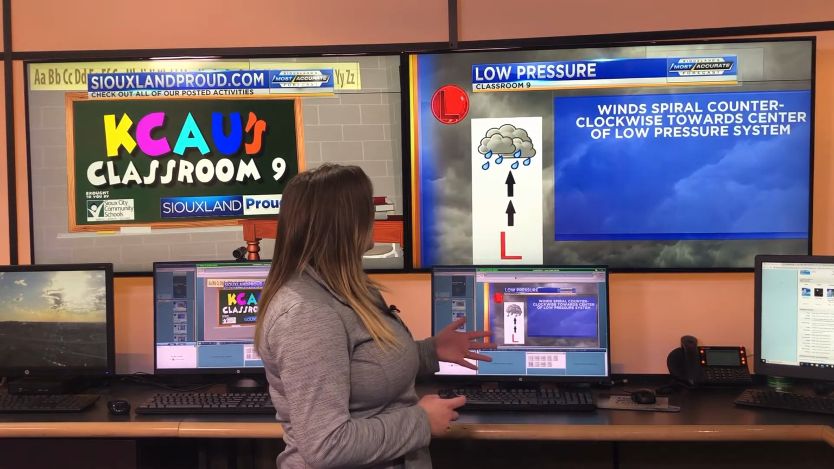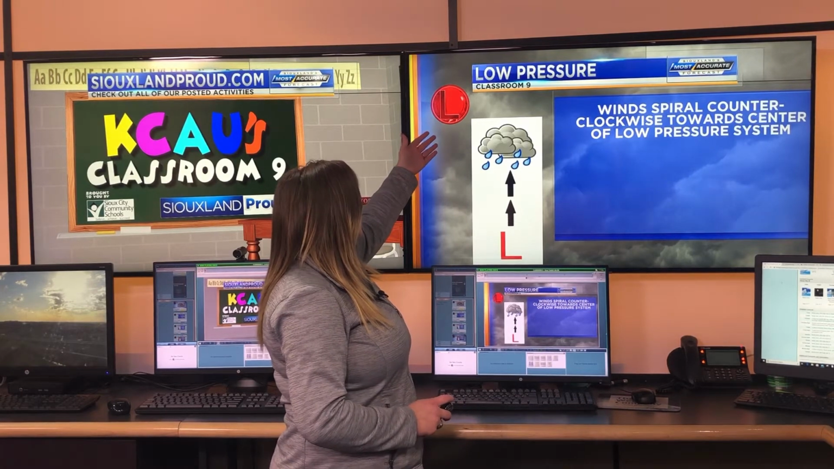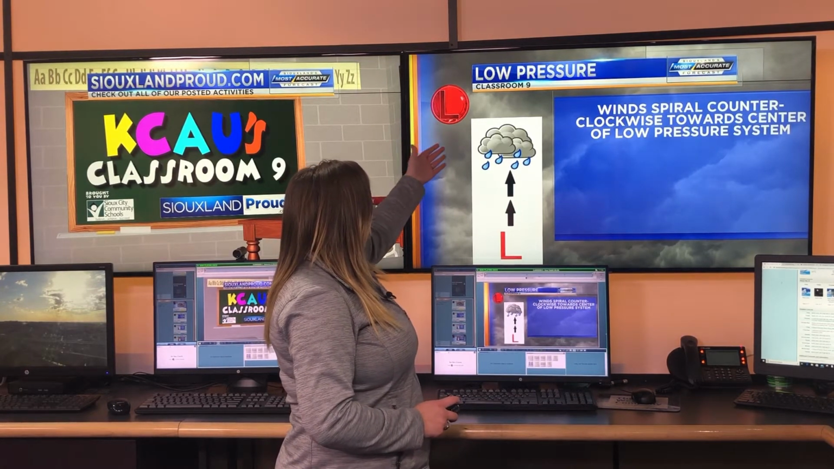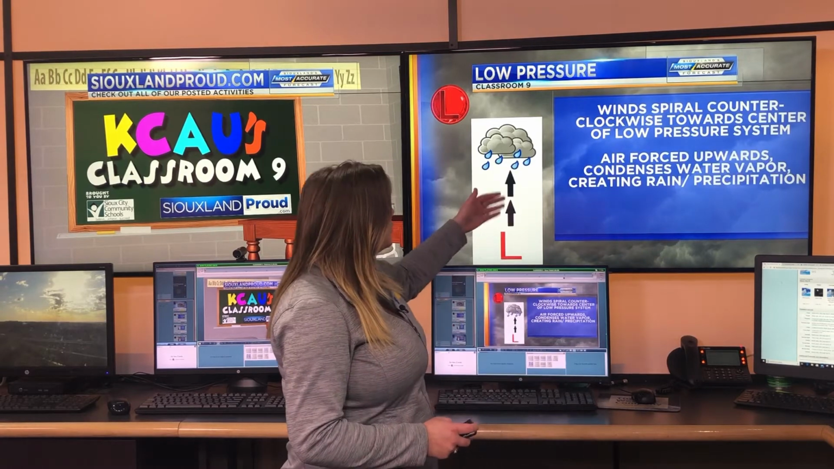Now, as we go to low pressure system, as I mentioned, those winds spiral from high pressure to low pressure. So when they go from high pressure in a clockwise rotation out of the system, they spiral in a counterclockwise rotation into the low pressure system. And again, you can see that here with this little animated low pressure with the arrows spinning around it in a counterclockwise rotation.